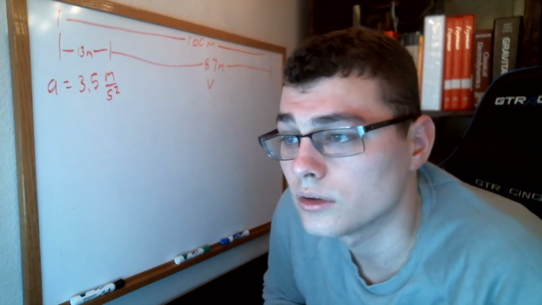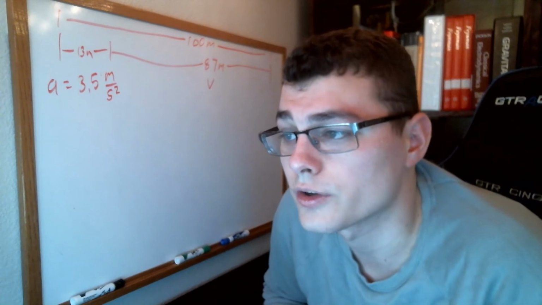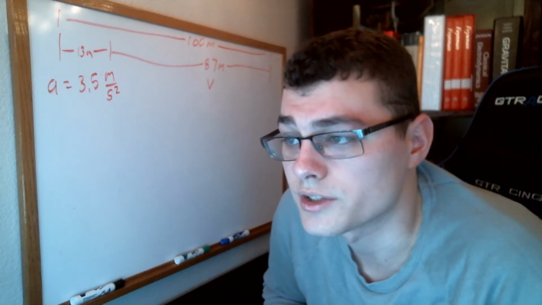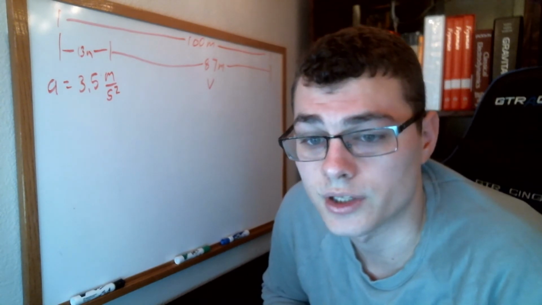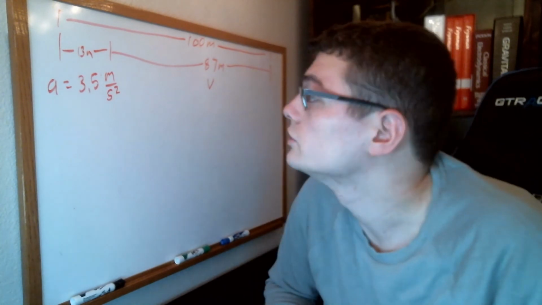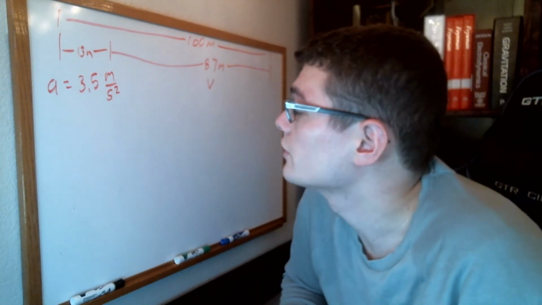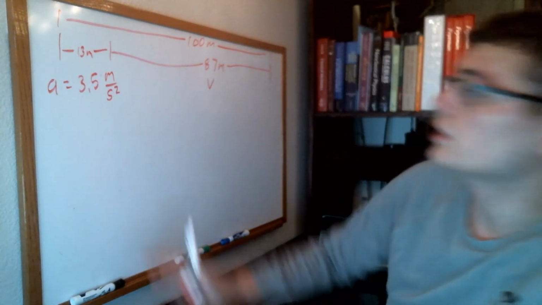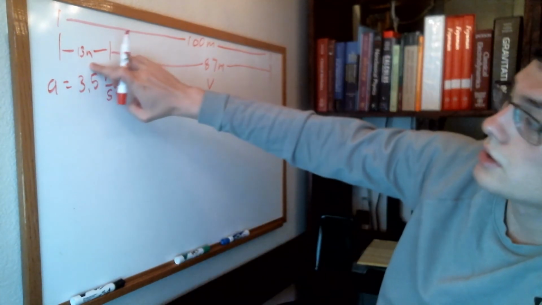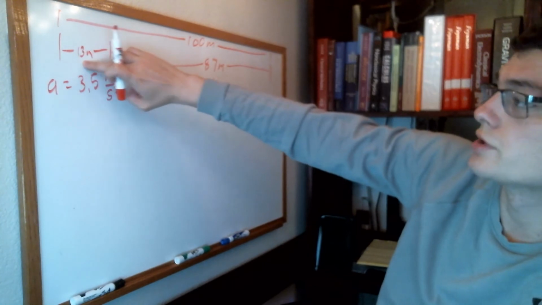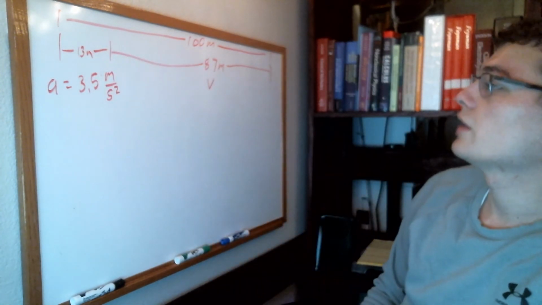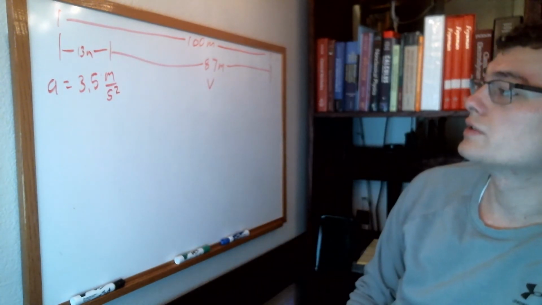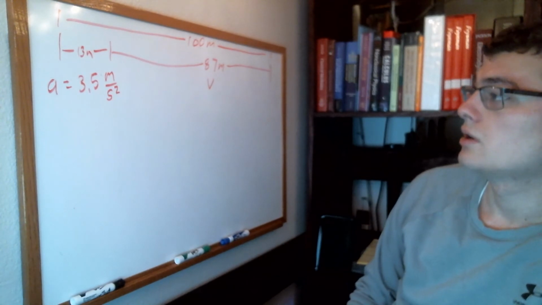So our first part of this problem wants to know what his time is going to be for the entire race. So first thing we have to do is find out, all right, well, we know that he accelerates for this portion of time, and we have to find out what his velocity is going to be at that point.